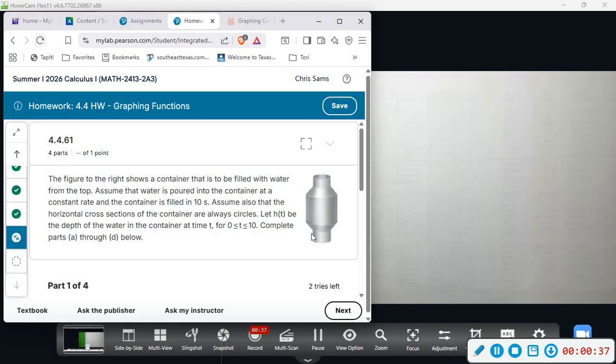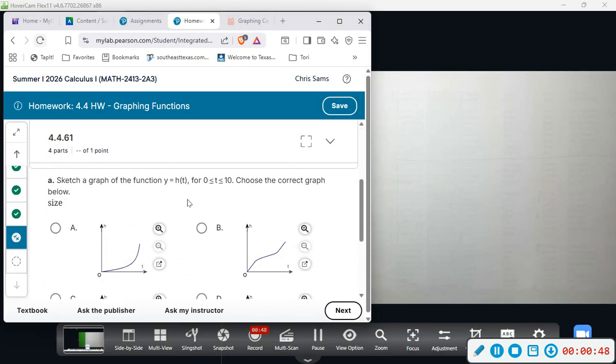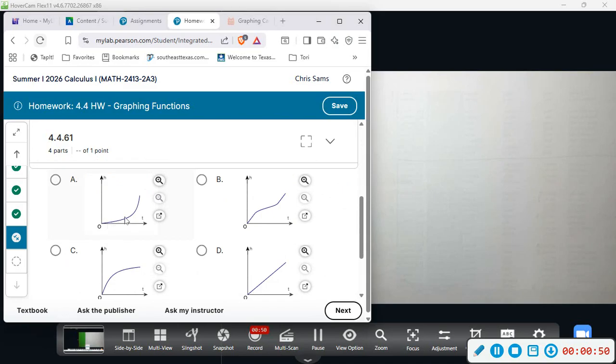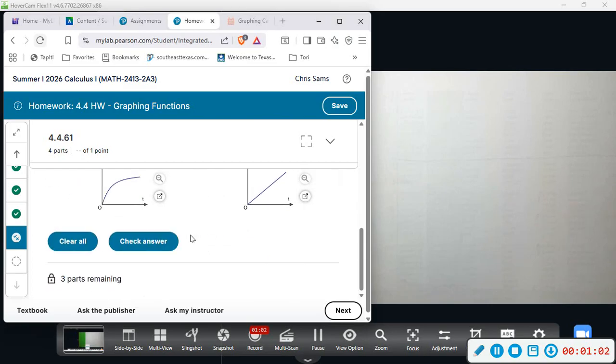Based on the shape, it looks like it'll fill pretty fast, and then it'll slow down when it's going around this big old section, and then it'll speed back up. So this one looks like it's just slowly increasing. They don't match. This one looks like it's filling and then slows down and then fills up. So B probably looks the best out of the graphs presented.